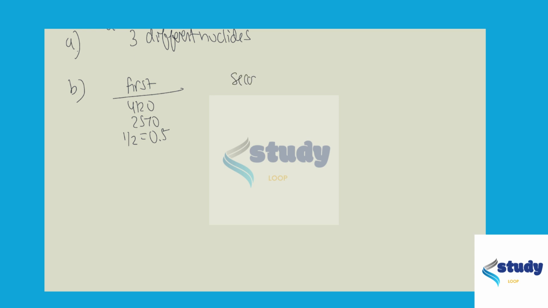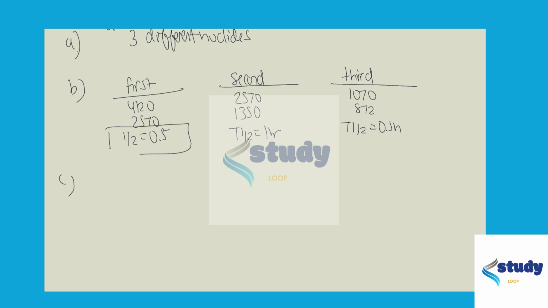For a second nuclide, we have a decay rate at 2570, another at 1350, and then our half-life is 1 hour. And then for our third, we have 1070 at 3 hours, then 872, and then our half-life is 0.5 hours. So these are our different half-lives: 0.5, 1, and 0.5 hours. How many nuclei are initially present?